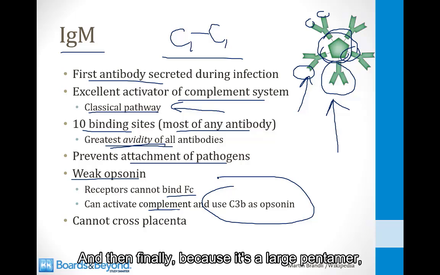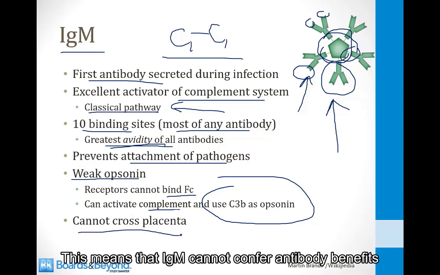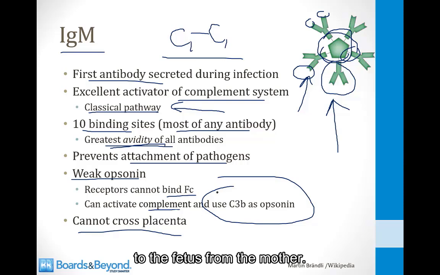And then finally, because it's a large pentamer, it cannot cross the placenta. This means that IgM cannot confer antibody benefits to the fetus from the mother.